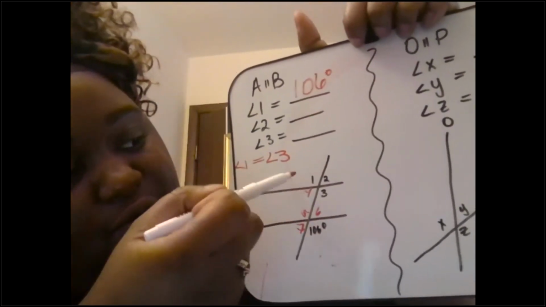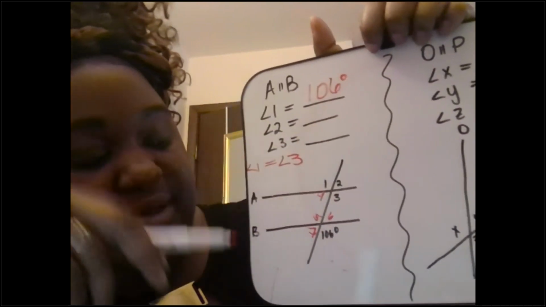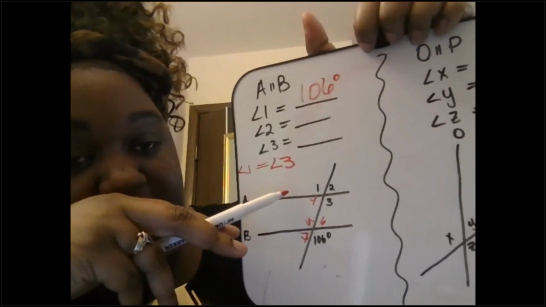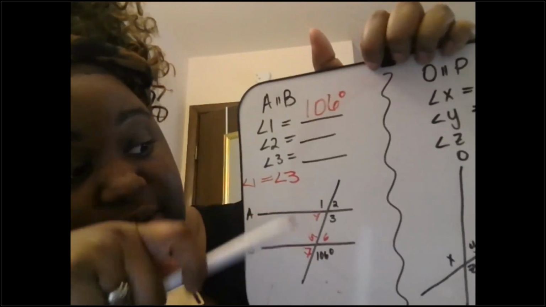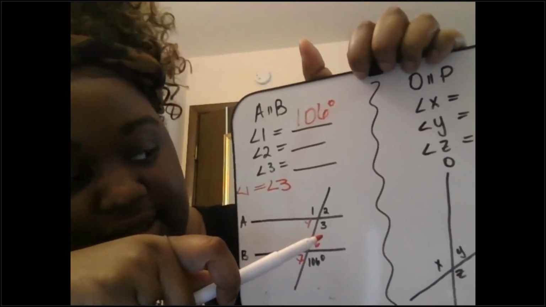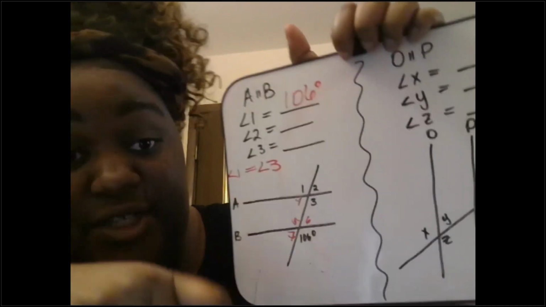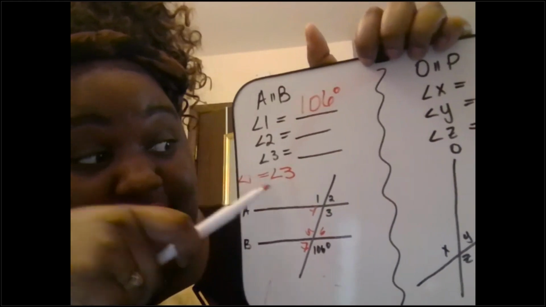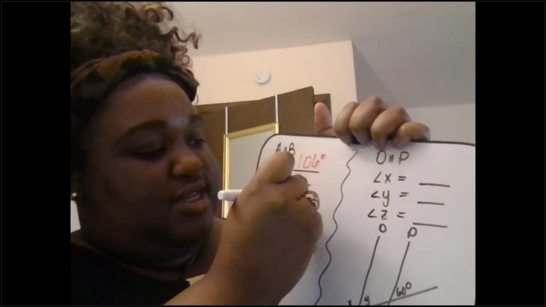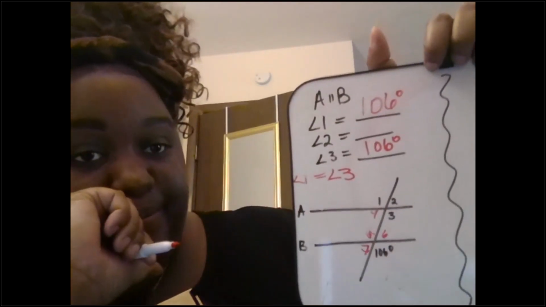So based off of our rules of vertical angles and the relationships when we have parallel lines, I can figure out what number 1 is. So then also, because angle 1 and angle 3 are vertical angles, that means they're equal to each other. So I automatically know angle 3 is also 106 degrees.